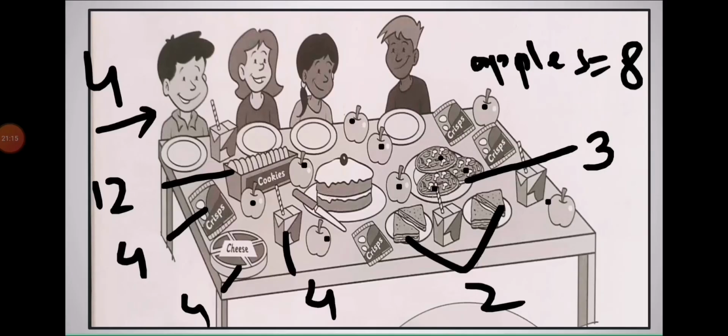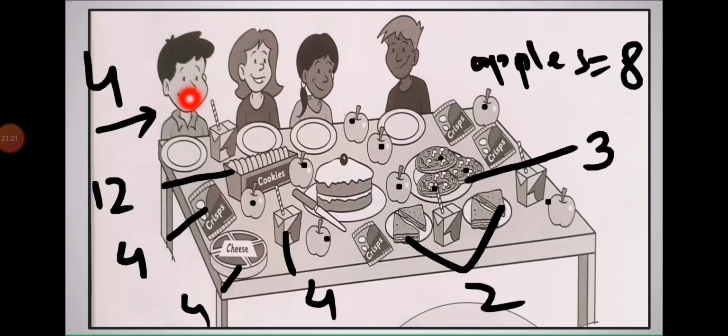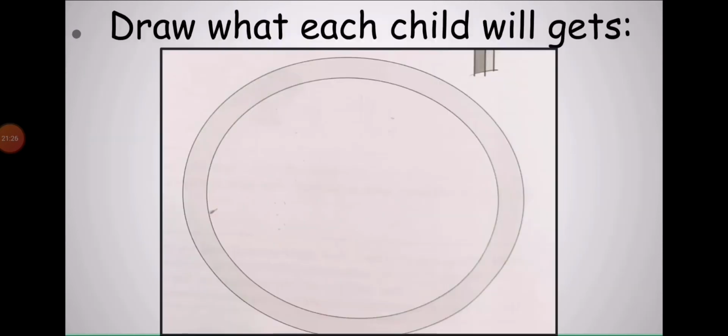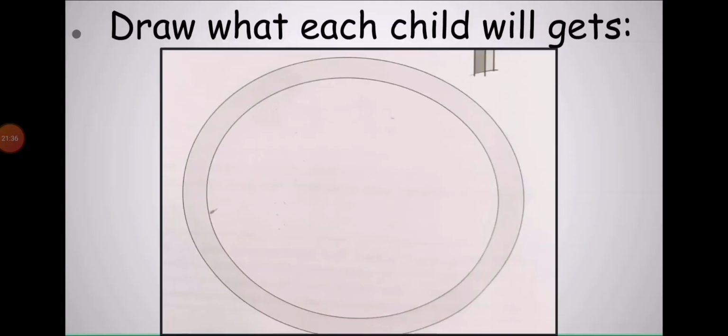Suppose there are 4 children and each gets 2, 2. For example, there are 4 sweets, each is getting 1, 1. So you will draw only one sweet. You are going to show one plate. You can show his plate or her plate, but you can show only one plate full of food here. Don't draw all the things. Draw all the things which each will get. Draw what each child will get.